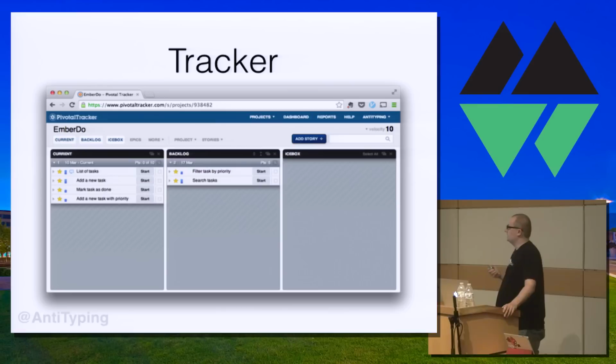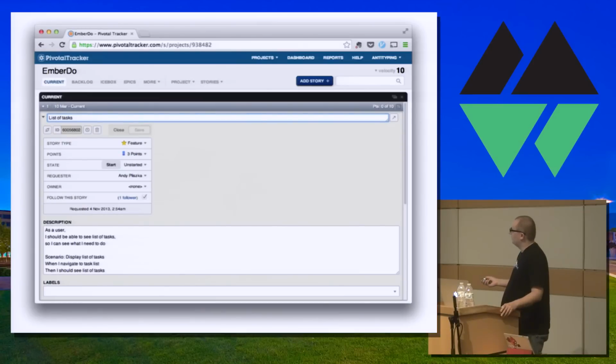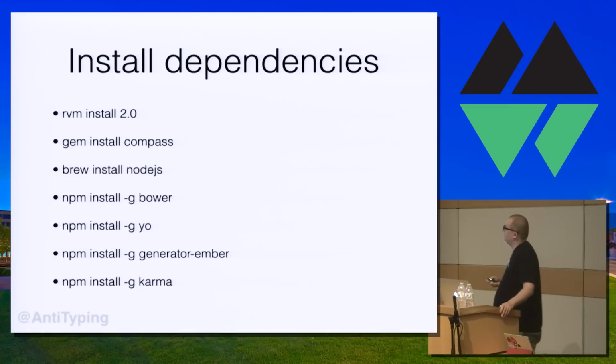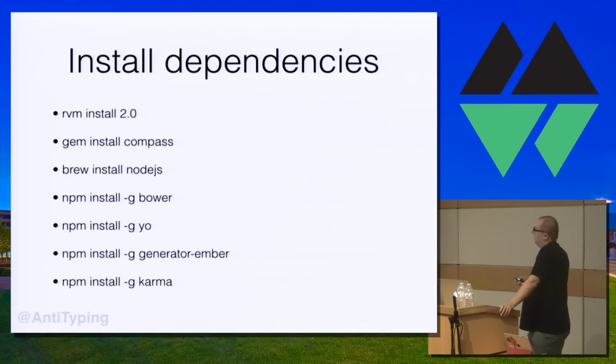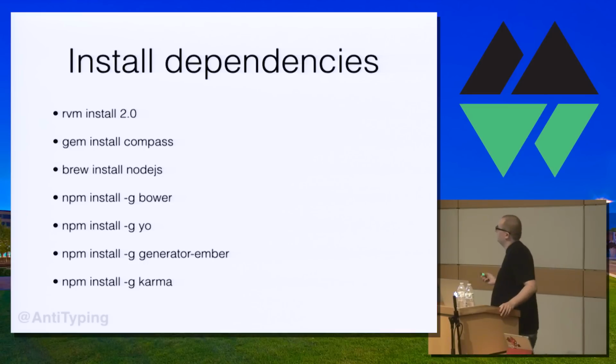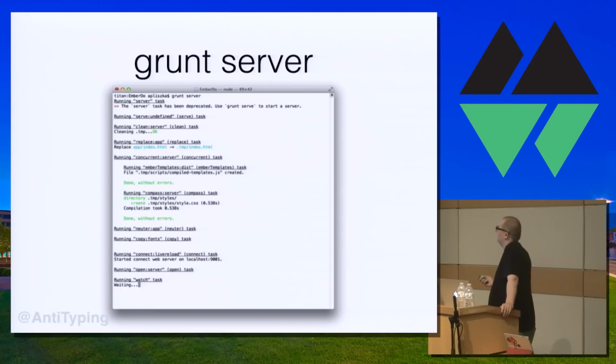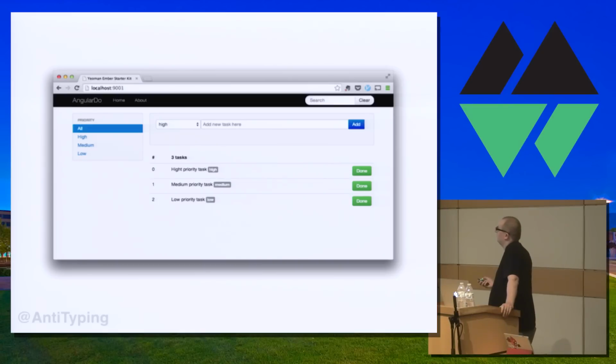And most of the time, you need some kind of tracker tool for your story. So here's Pivotal Tracker. Here's the Gherkin description of the story that we are working on. And this is the setup of the actual project. Before you can start working with Ember and Yeoman, you have to install Ruby for Compass and Sass for your CSS. You have to install Node.js, Bower, Yeoman, Ember Generator, and Karma. We're using Karma to run the tests. If you want to follow along, you can check out this code, then install the Bower dependencies and the Node.js dependencies. Then you just run grunt server, as I just showed you a minute ago, and you will see the working app.